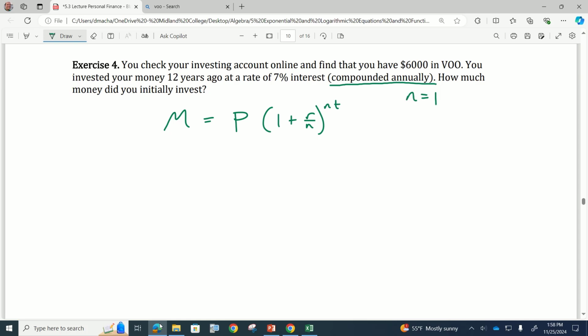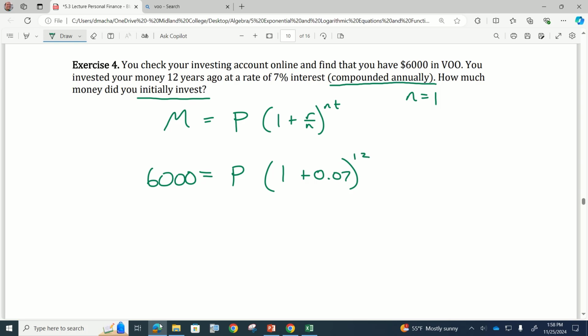How much money did you invest? So what am I trying to find in this problem? M, P, R, N, or T? P. P is the amount that I initially invested. And so let's try to find P, and everything else should be given to us. Like, what is my maturity value? 6,000. What's my little lowercase r? 0.07. N is equal to 1, and t is 12.